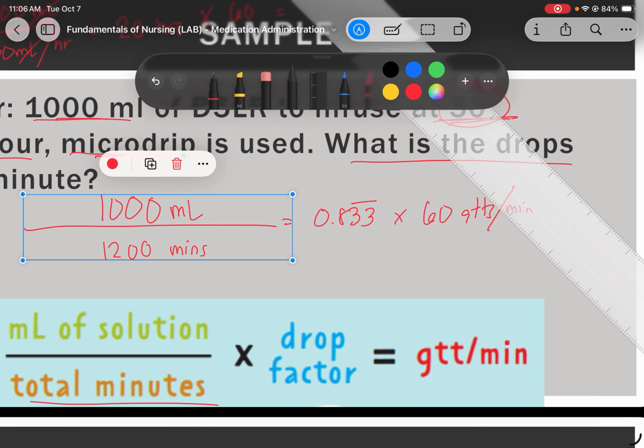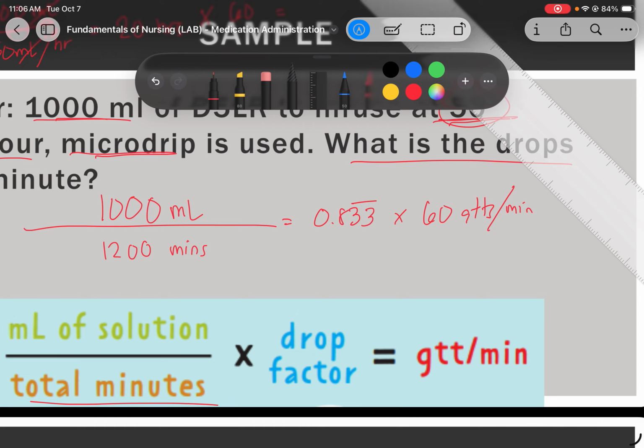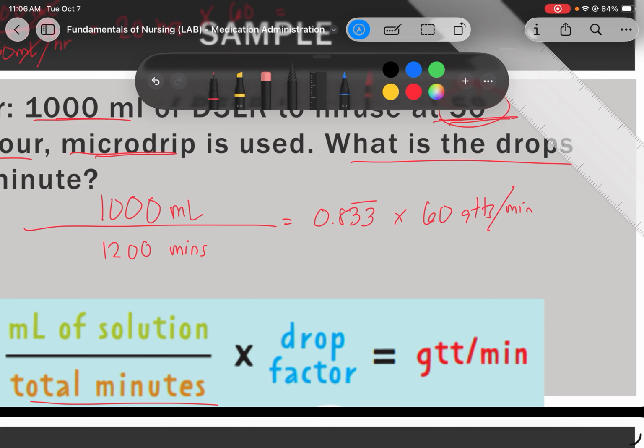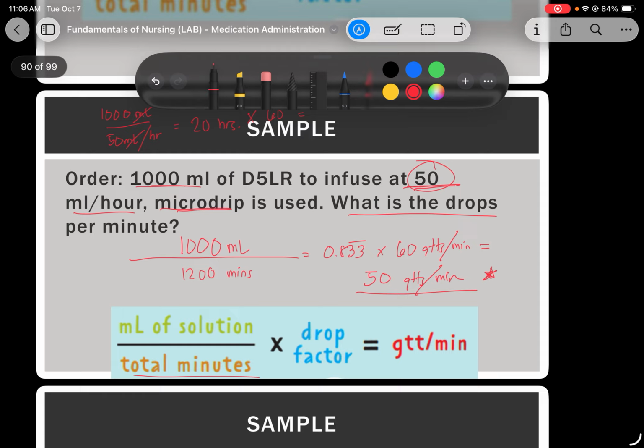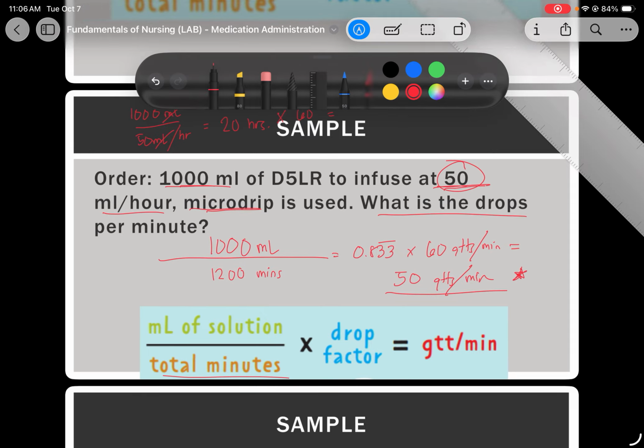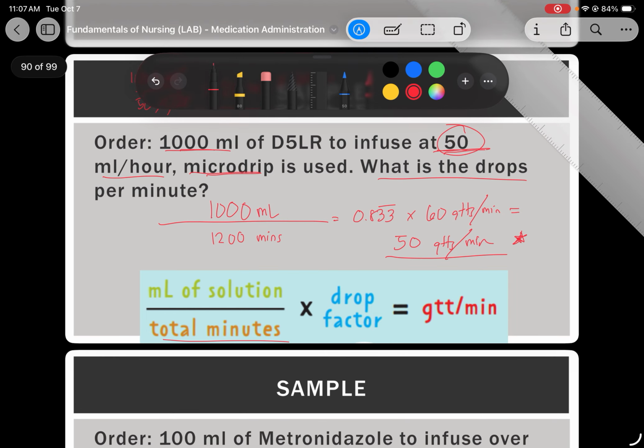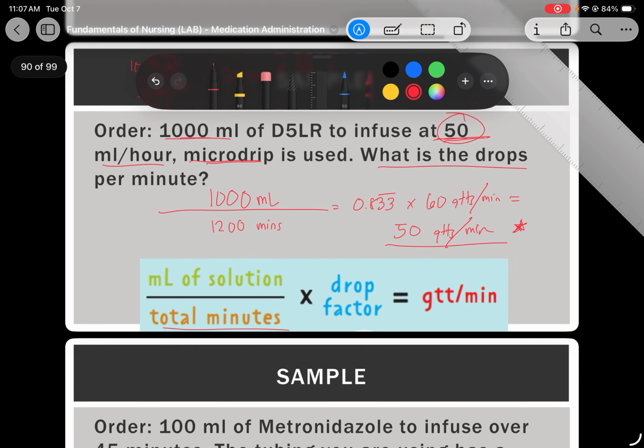So after computing this, we get 0.833. We now multiply it by 60, which will give us 50. So that is our drops per minute. Okay, 50 drops per minute. And then you have to adjust it in your IV tubing. Adjust it now in your IV tubing. Okay, 50 drops per minute. Okay, let's continue.